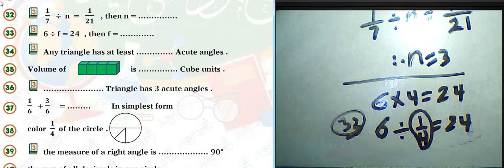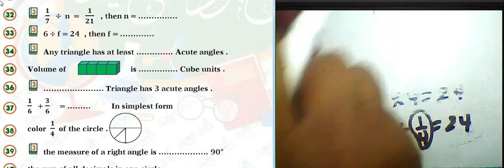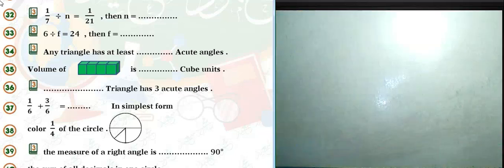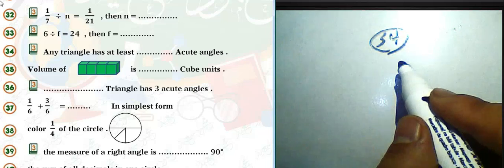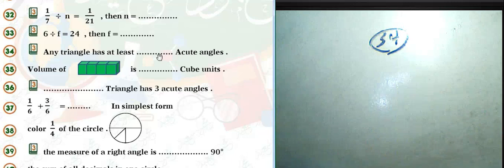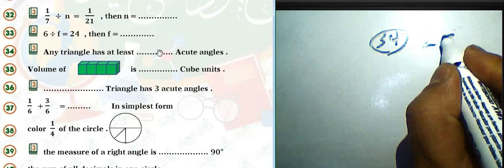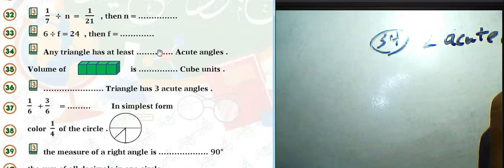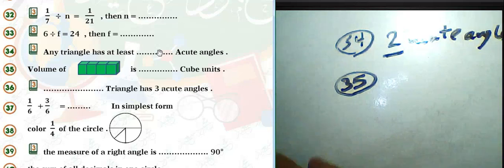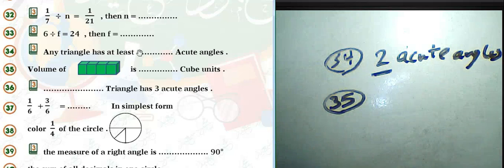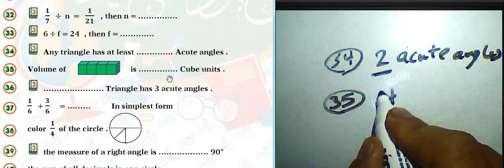Question 34. Any triangle has at least 2 acute angles. Question 35. Volume of cuboid equal space cube units. We have 1, 2, 3, 4. 4 cube units. Write 4 here.